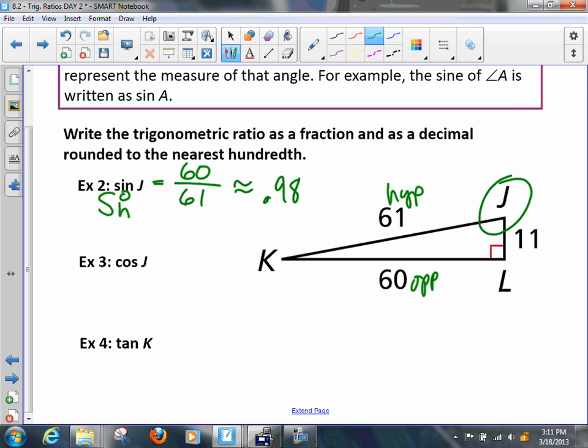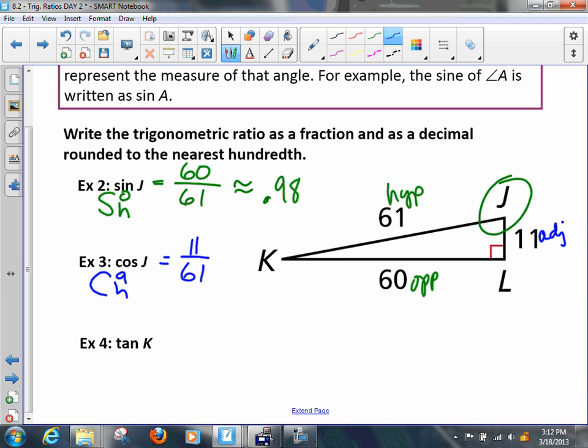So that means for this triangle that the sine of angle J is approximately 0.98. Okay? How would I find the cosine of angle J? Cosine is "some old horse caught a horse." So I need the what two sides? The adjacent. Where is the adjacent? The 11. So my fraction, my ratio, what is the adjacent side over who?